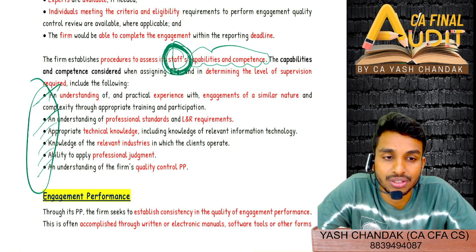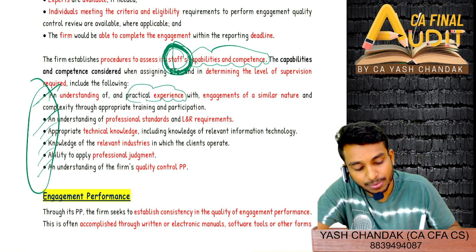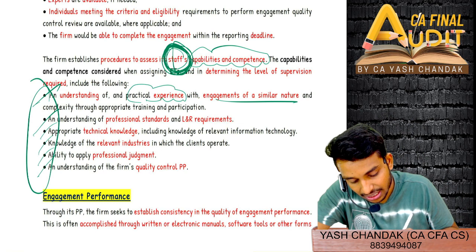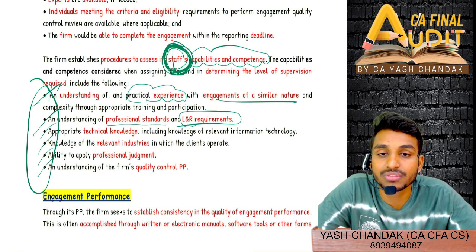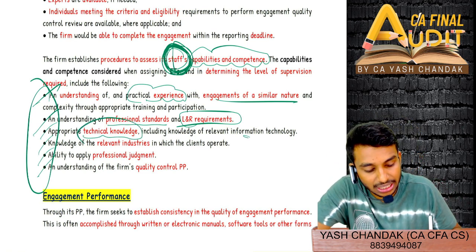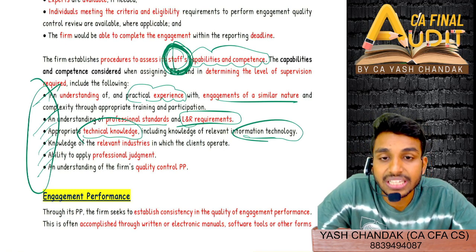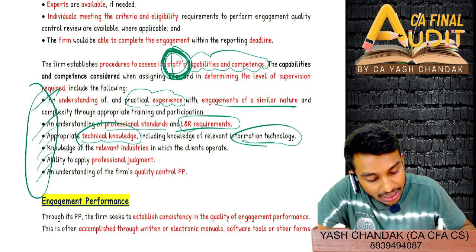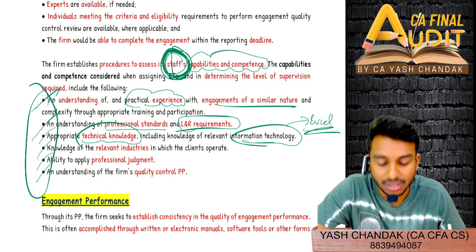So in the staff we'll see again how many practical years of experience the staff have. Similarly, professional standards and legal and regulatory requirements: does the staff have the knowledge of these legal and regulatory requirements or not, and the technical knowledge with respect to all the relevant standards on auditing, accounting standards, and information technology, for example Excel and all such information technology tools.